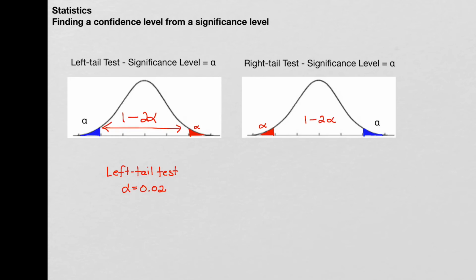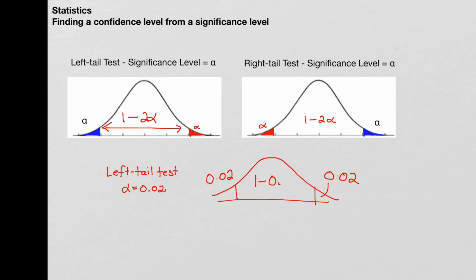So suppose I'm looking at a left tail test where alpha equals 0.02. That means I have 0.02 in the left tail, but another 0.02 in the right tail for finding my confidence level. So now I have a total of 4% in the two tails. So my middle is going to be 1 minus 0.04, or 0.96. So that would be 96%. So that's how you find your confidence level from a significance level.